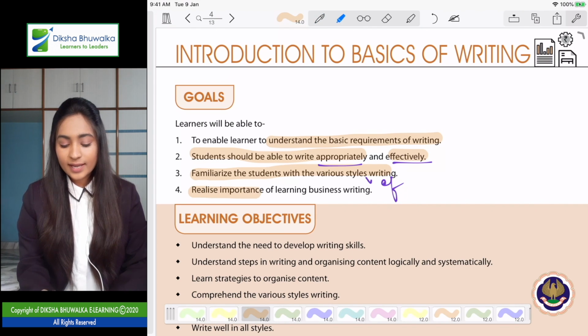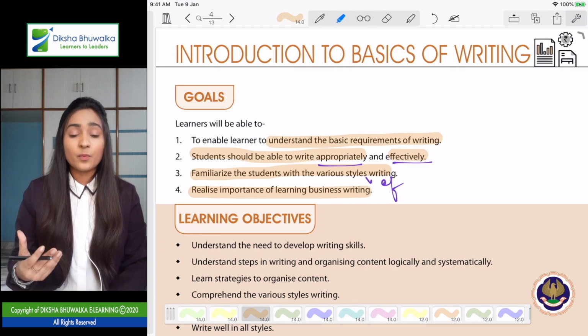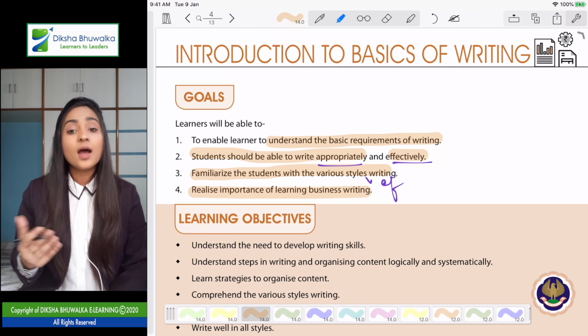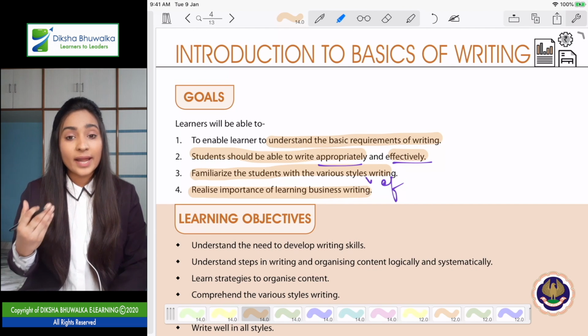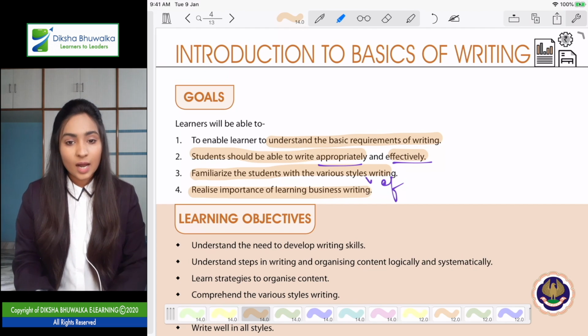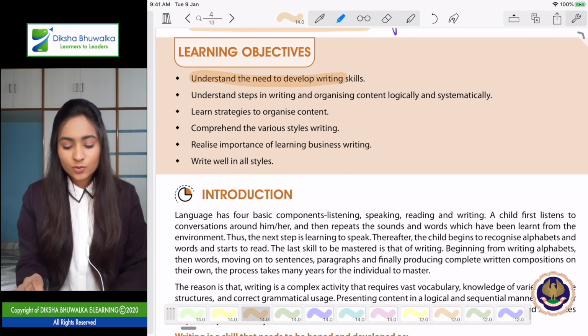Next, realize the importance of learning business writing. As I told you earlier, you will be working in companies, in MNCs, in big firms, maybe abroad. So you have to learn how to write while you're working in an organization. That refers to business writing. Very, very corporate, very, very formal communication. So while working on this chapter, we'll understand the need to develop writing skills.